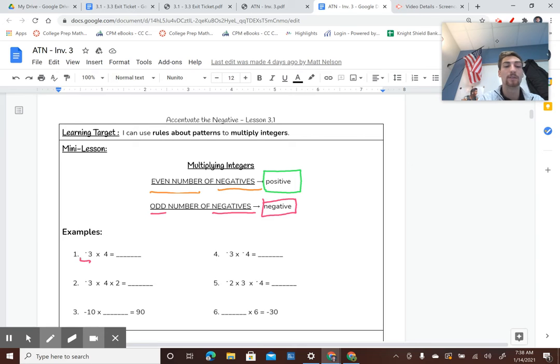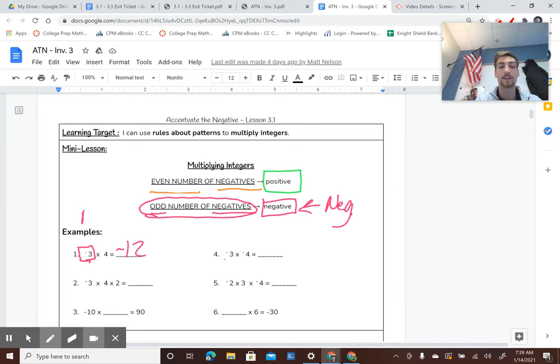How many negative numbers do I have in my problem? I have just one, negative 3. And since 1 is an odd number, then I have an odd number of negative factors, or an odd number of negative numbers in my problem. Therefore, my answer is going to be negative. So negative 3 times 4. Here I would do 3 times 4 to get 12. And since there's one negative number in my problem, my answer is negative.